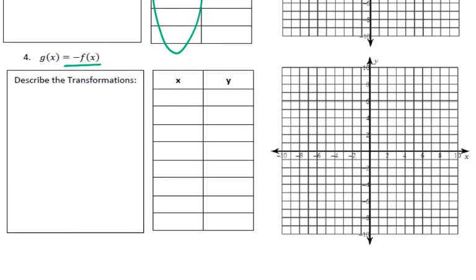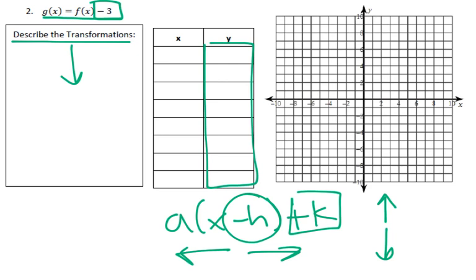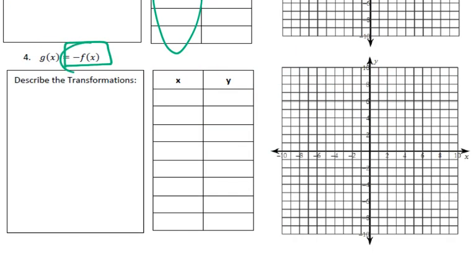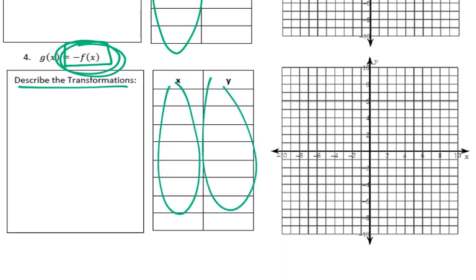And number 4, now we've got a multiply outside. So remember that a deals with the vertical stretches, not shifts. So is it pulling it out wider, pulling it up tighter? And remember, if it's negative, it reflects it over the x-axis. So what is happening here? Describe it for me. Show me on the table how it's affecting it, and on the graph.